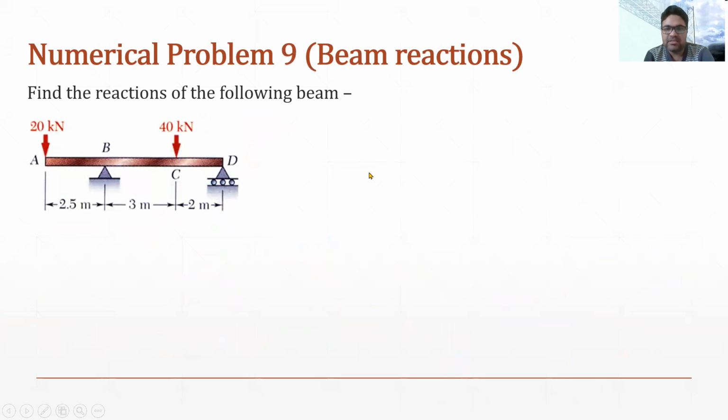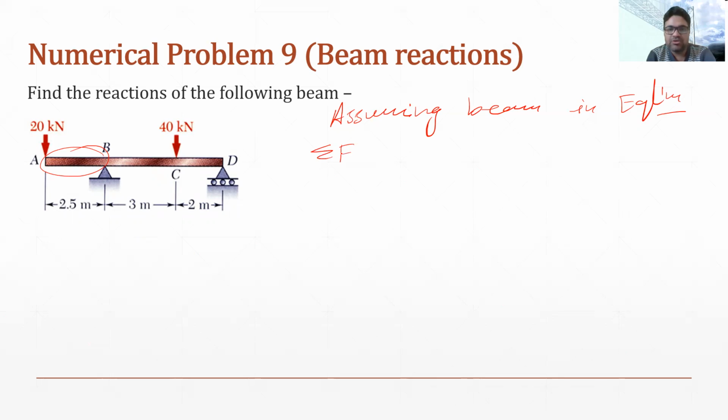Similarly, we can take another example. In this example, there is an overhanging beam, which is overhanging from one end only. So in this case, again, we will be assuming the beam in equilibrium and using the equations of equilibrium.